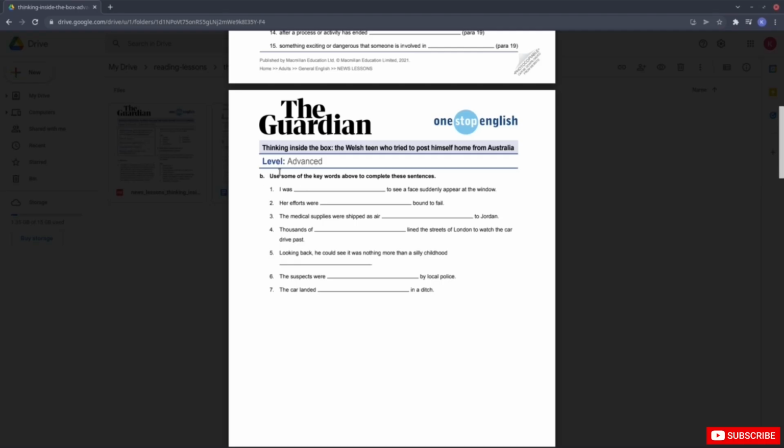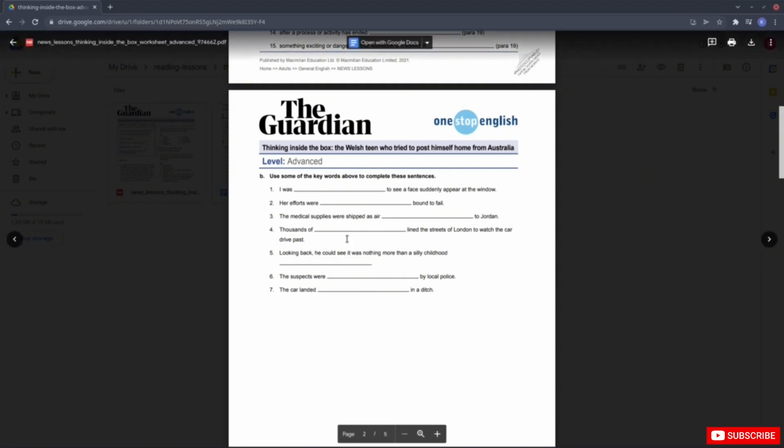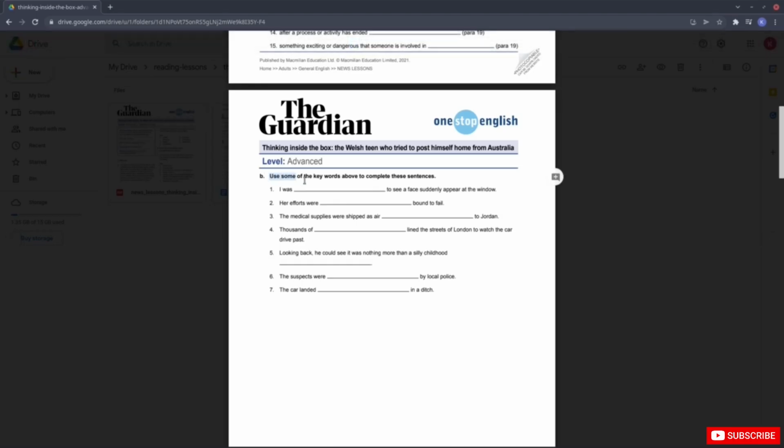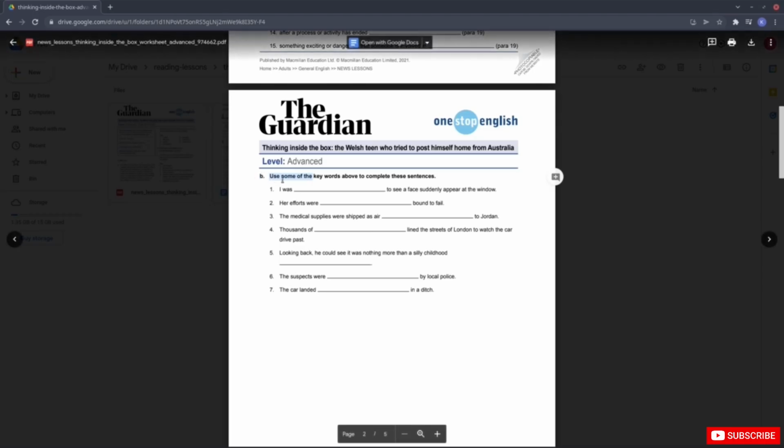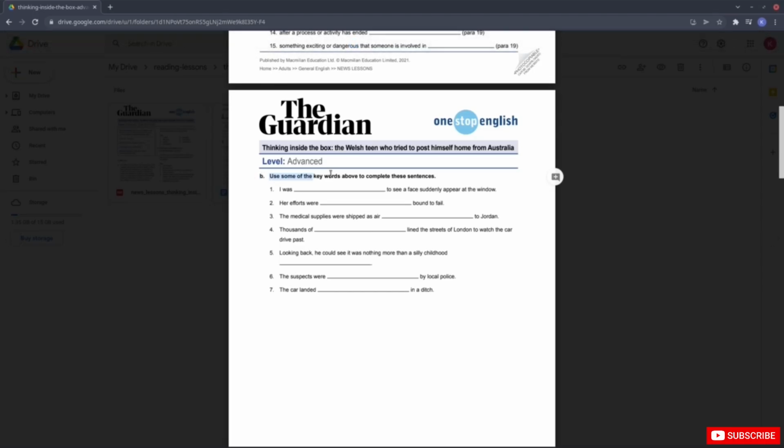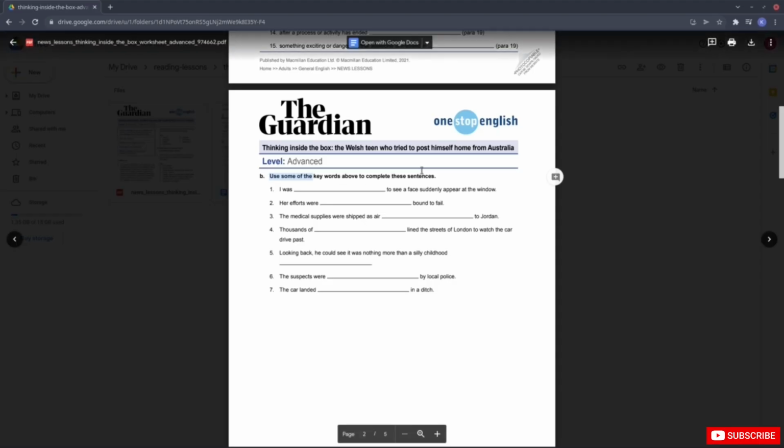The student will know, and especially at the advanced level. Lower levels, they will still understand. And if they don't get it, I would just say it again. Page 2, exercise B, use some of, maybe give them a little bit more. And if you're screen sharing, they will also see your cursor here. And they will pick this up and they will read this sentence.